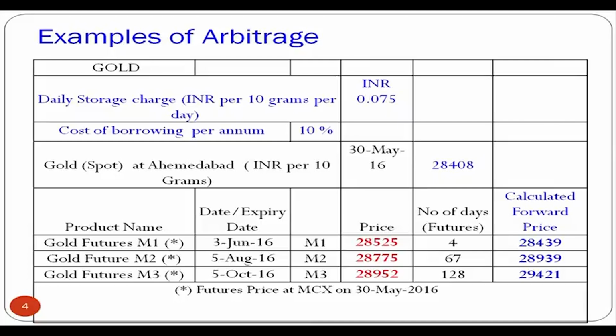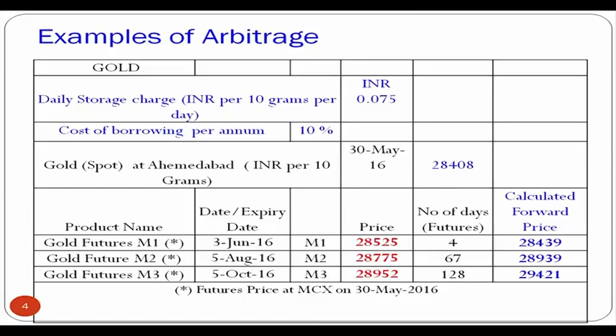What is the storage charge? Storage charge comes to 7.5 paisa per 10 gram per day. And what is the cost of borrowing? I have assumed the cost of borrowing as 10% continuously compounded rate, and I have calculated the forward price for 3 maturity periods, that is 4 days, 67 days and 128 days respectively. And why have I chosen these? I have chosen these 3 periods coinciding with the maturity periods of 3 contracts which are traded at the MCX exchange. So the M1 contract, which is maturing on 3rd June 2016, has a maturity period of 4 days.